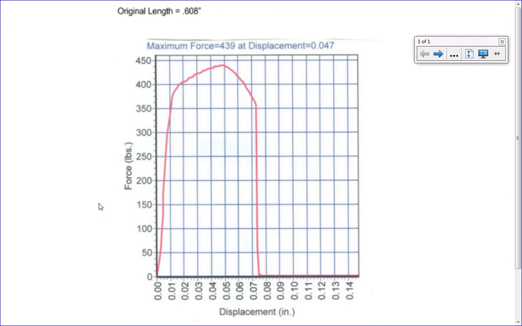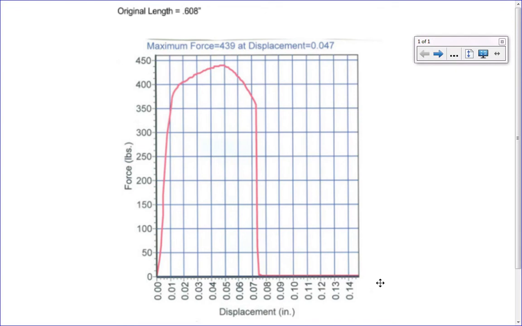First thing I'd like you to notice is the y-axis, just like in our notes before. This is force in pounds, and notice how high this went before it broke. Here our max force, 439 pounds. So it got pretty high before it snapped. And this is our displacement, or how much it stretched as the test began.